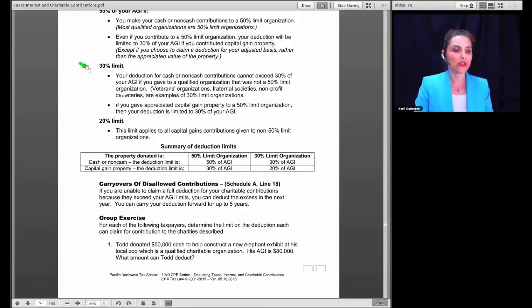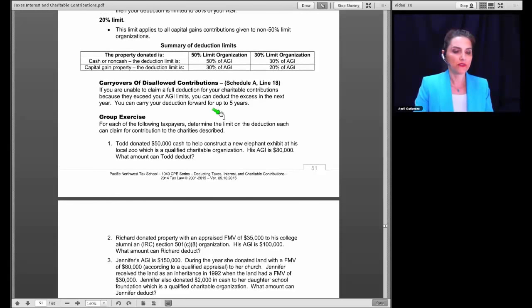So here is a summary of these limits. If you donate cash or non-cash property, the deduction is limited to 50% of the AGI if it's a 50% organization, and it's limited to 30% of AGI for a 30% organization. If you donate capital gain property, then the deduction is limited to 30% of your AGI if you donated the capital gain property to a 50% limit organization, and it's limited to 20% of your AGI if you donated to a 30% limit organization.